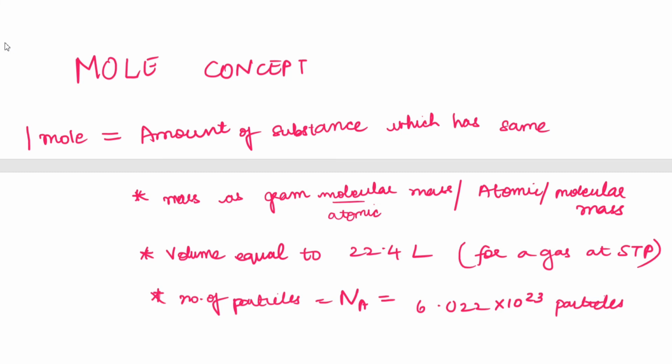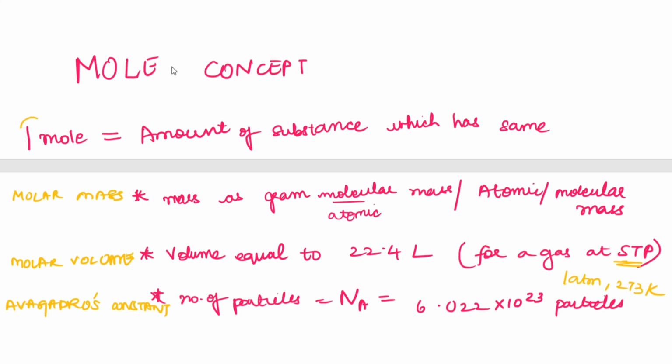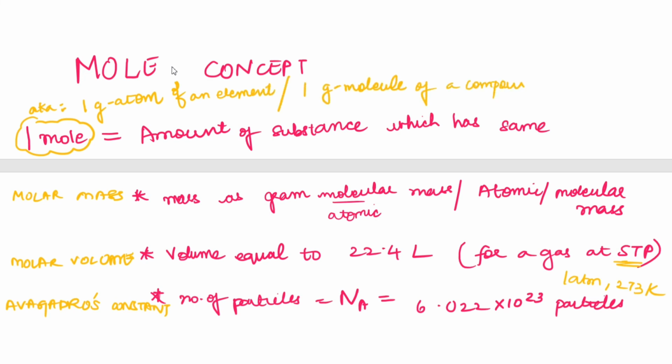So 1 mole is any substance which has a mass equal to its gram atomic or gram molecular mass, a volume equal to 22.4 liters, and a number of particles equal to Avogadro's number. Molar mass, molar volume, and Avogadro's constant. And STP here is 1 atm and 273 Kelvin. So with these three statements you can define 1 mole, and these three statements will play an important role in finding the number of moles when the mass, volume, or number of particles of a substance is given in the question. So using these simple three statements, you can find the number of moles.